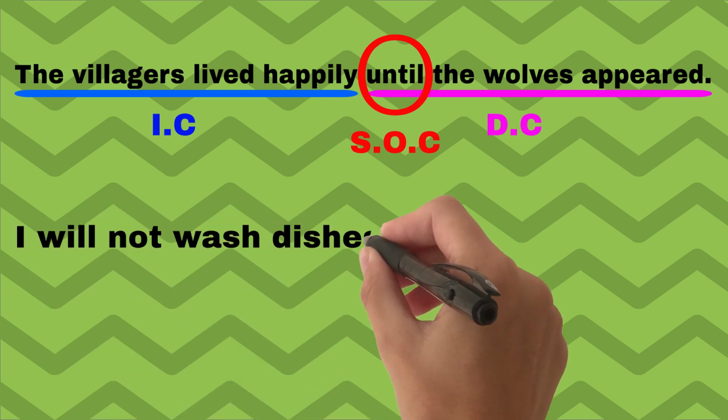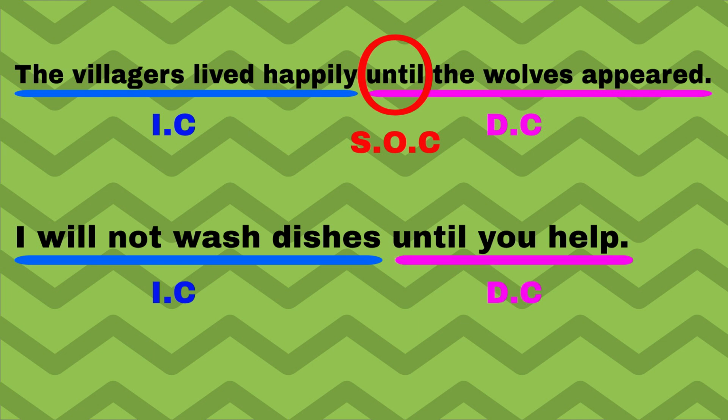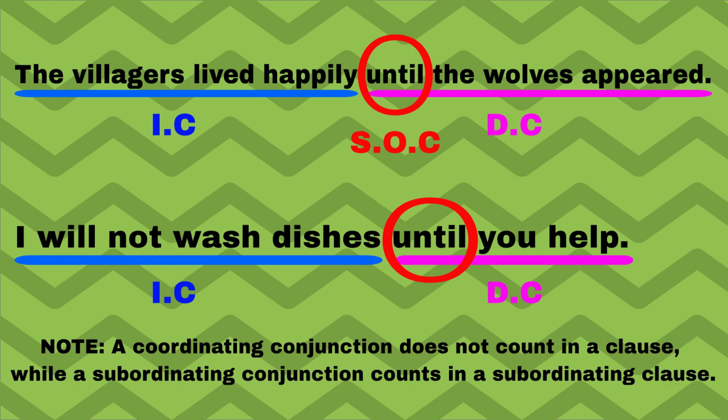I will not wash dishes until you help. Here, I will not wash dishes is an independent clause, as it can stand alone and gives a complete thought. And, until you help is a dependent clause, which needs some other information to complete its meanings. Again, it is linked with a subordinating conjunction. Note: a coordinating conjunction does not count in a clause, while a subordinating conjunction counts in a subordinating clause.